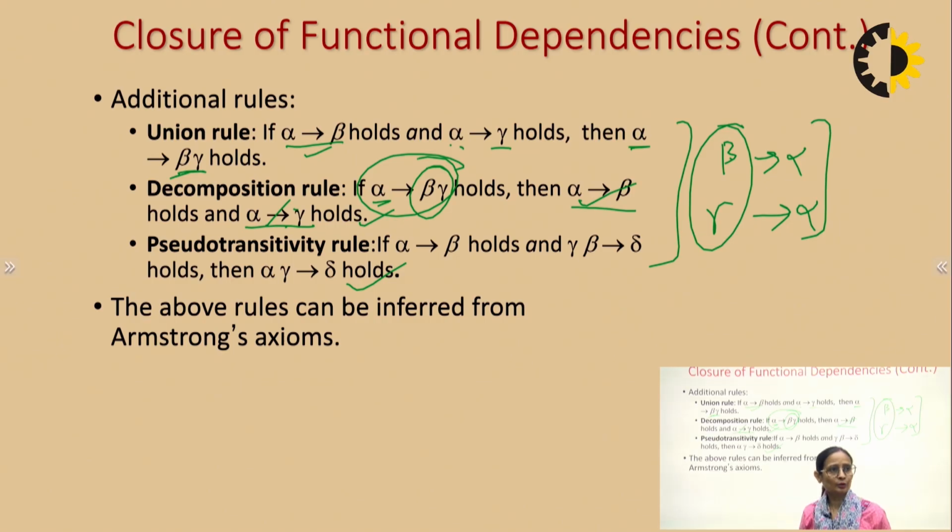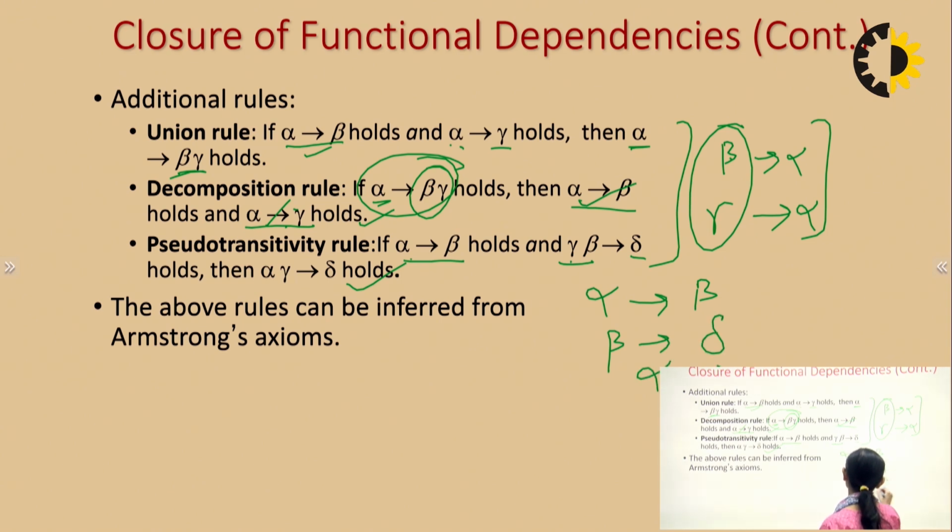Now what does the pseudo transitivity say? If alpha to beta holds, then we can have alpha gamma to delta holds. That is, we have two FDs: alpha to beta and gamma beta to delta. In transitivity, what we have seen is, if alpha to beta and beta to delta exist, then we say that alpha to delta exists. This we have seen in the transitivity.